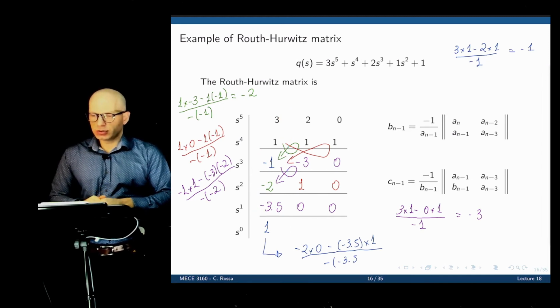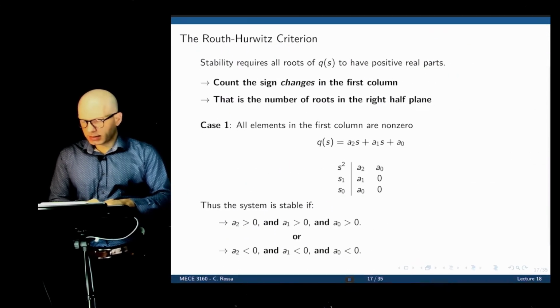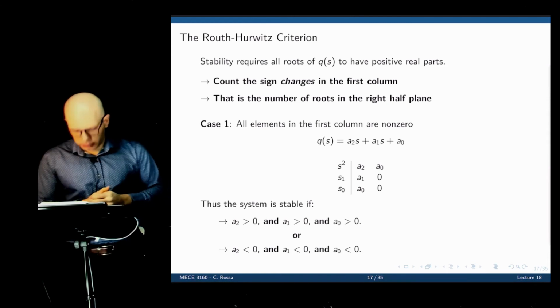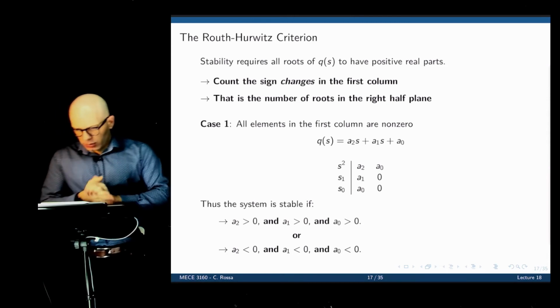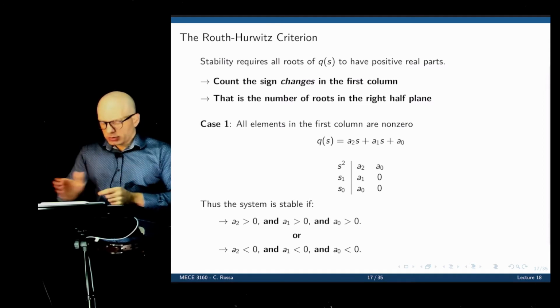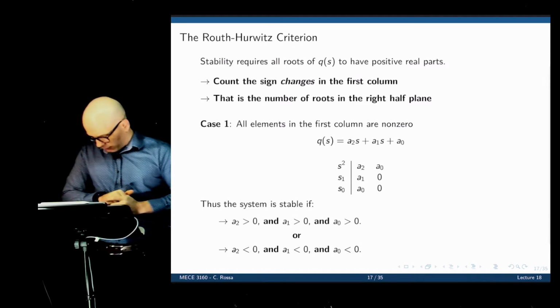If there are no questions, let's move on. Now let's analyze some special cases. There are 3 special cases we need to take into account. We know how to deal with the usual case: we can fill out the matrix and count the number of changes of signs in the first row.